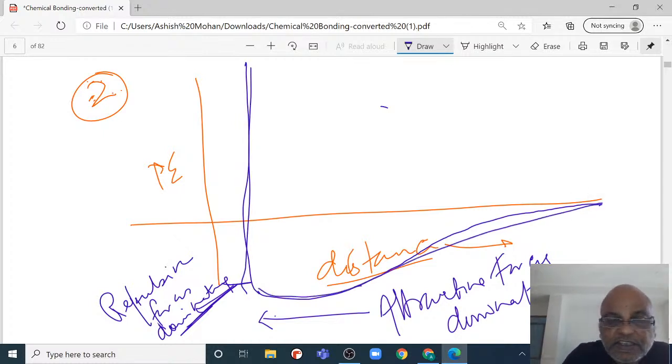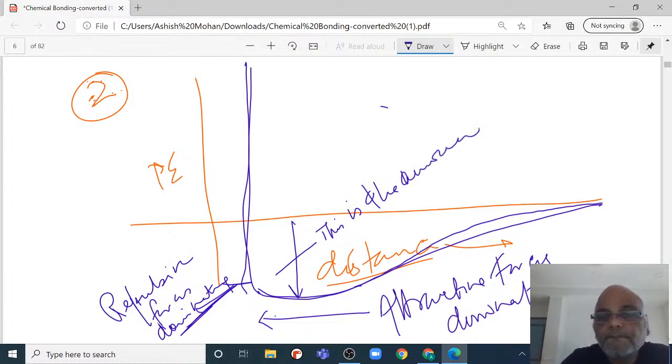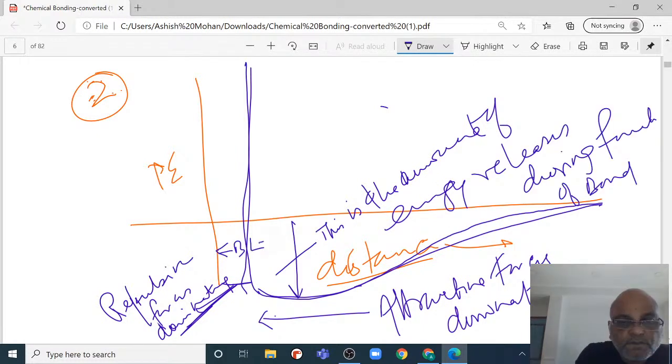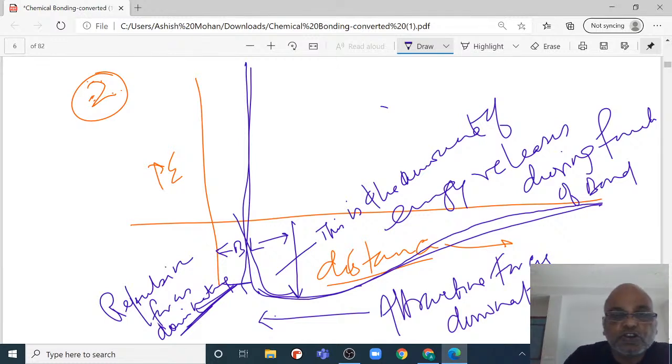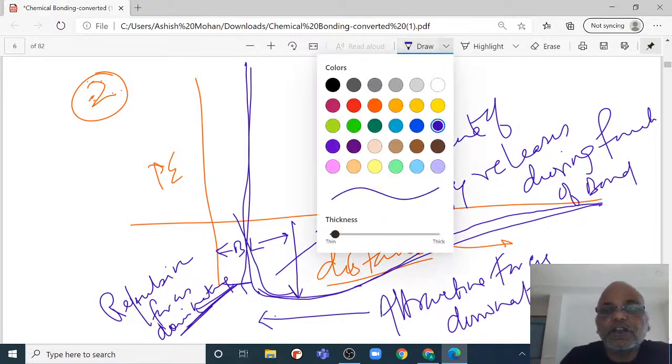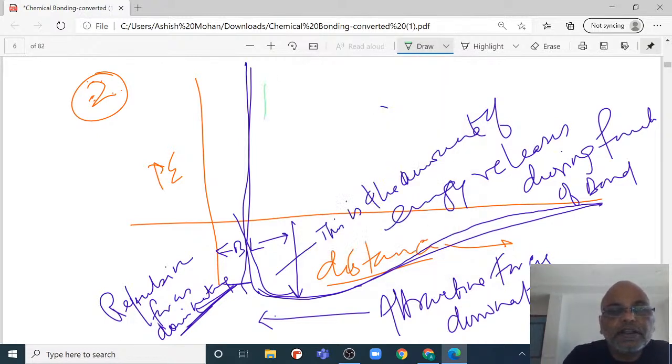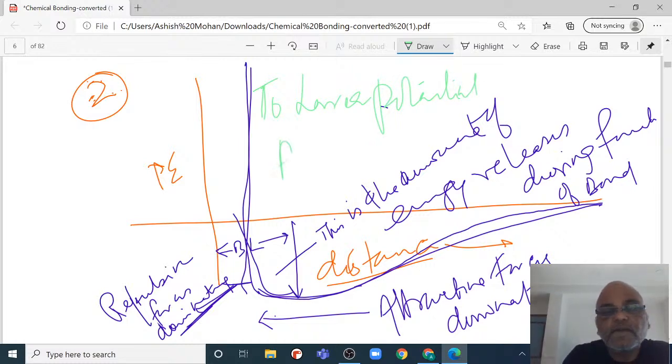As the potential energy decreases, energy is released. This is the amount of energy released in the formation of the bond, where the minima is. This is the bond length. So, why is bonding taking place? To lower the potential energy. The objective of the chemical bond is to lower the potential energy.